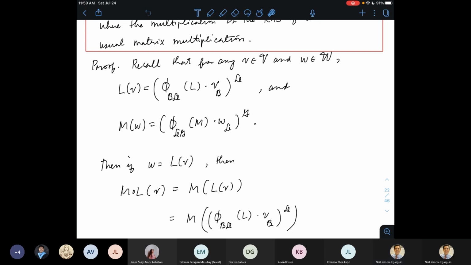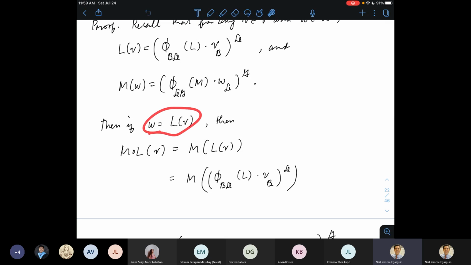Okay. Now, whenever we are computing M circle L, sulit na pala siya dito, we will assume that L of V is equal to some element of W, right? Because L has codomain W. So every image under L is an element of W. So we'll assume that L of V is equal to W. That doesn't lose any generality for the proof.